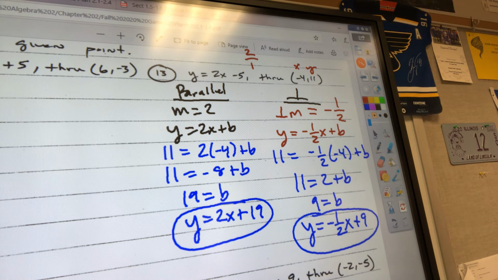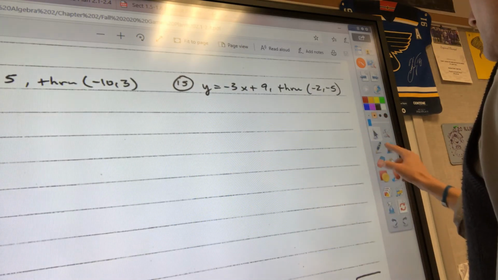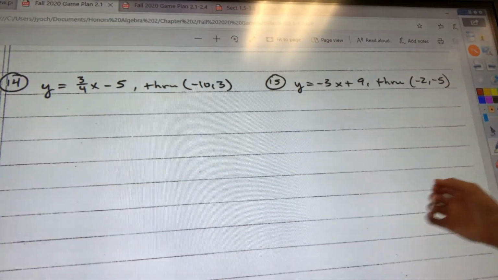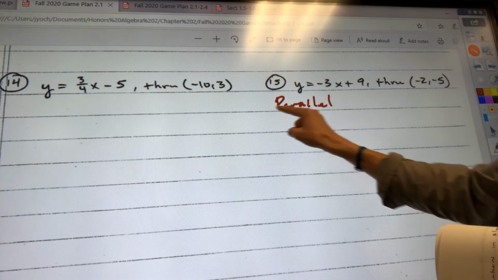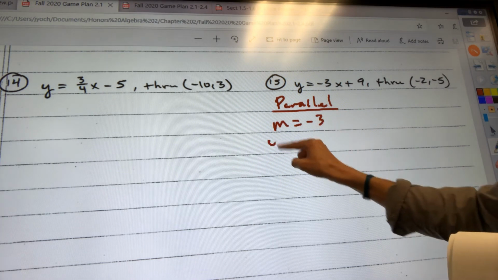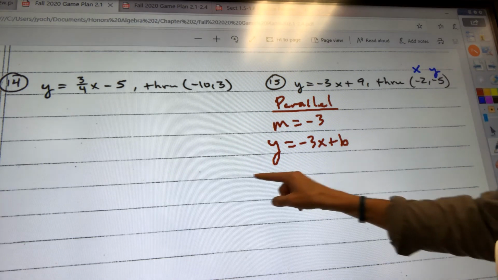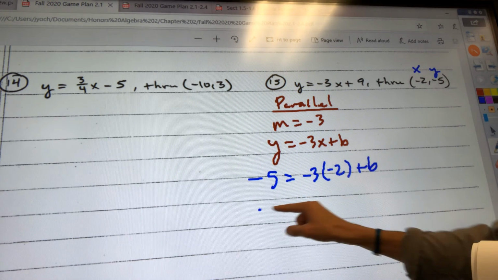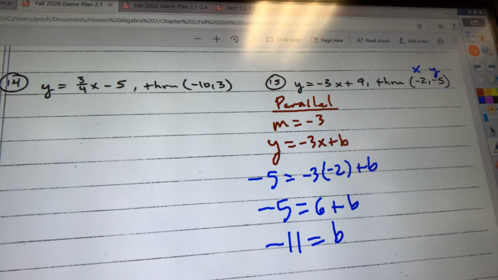So let's do 15 together here soon. Wrapping up this video. Number 15. So your parallel line is going to have a slope of negative 3. Y equals negative 3x plus b. And it goes through negative 2, negative 5. So negative 5 is equal to negative 3 times negative 2 plus b. Negative 5 is equal to 6 plus b. Negative 11 is equal to b. Y is negative 3x minus 11.